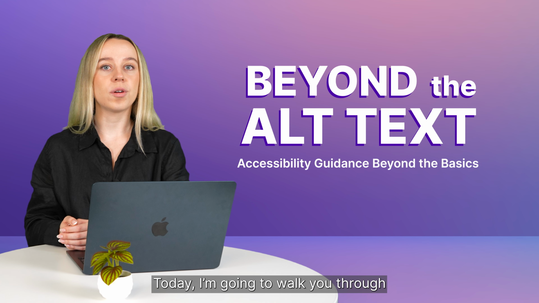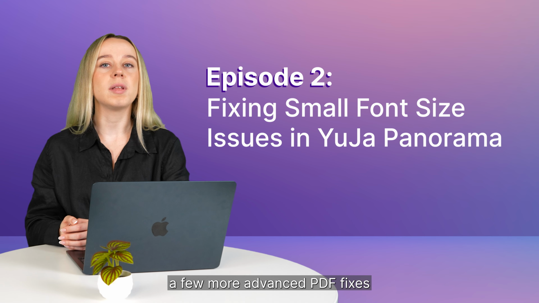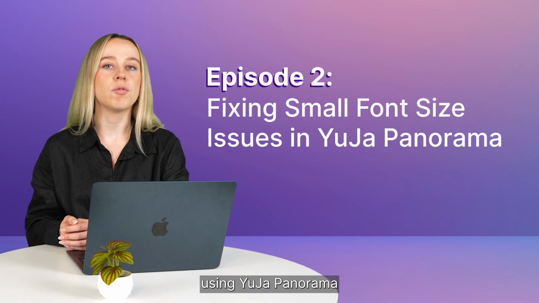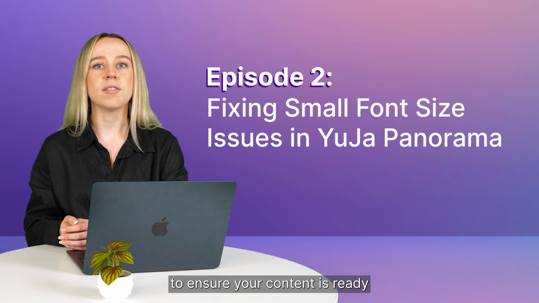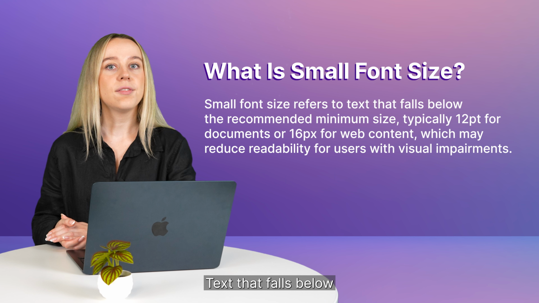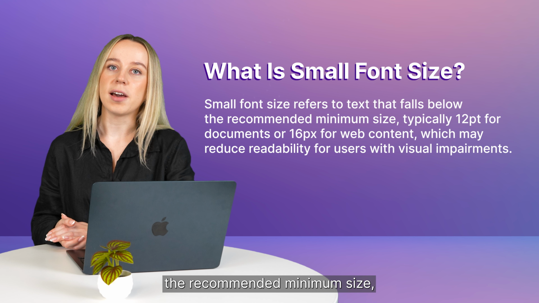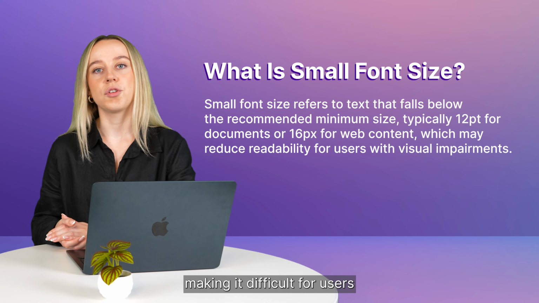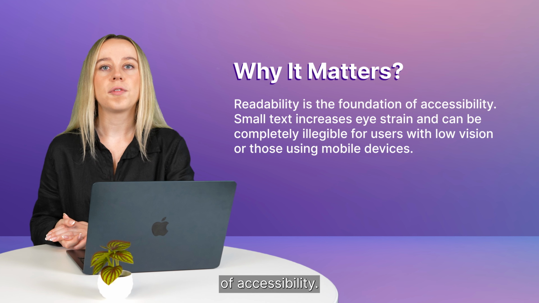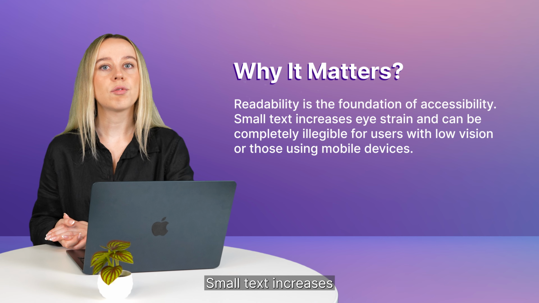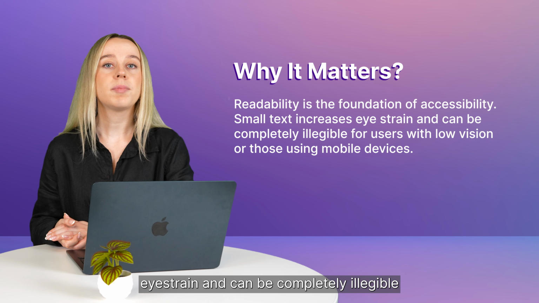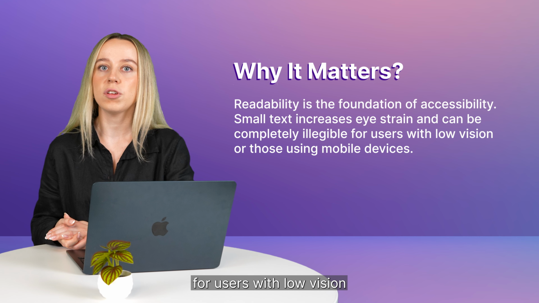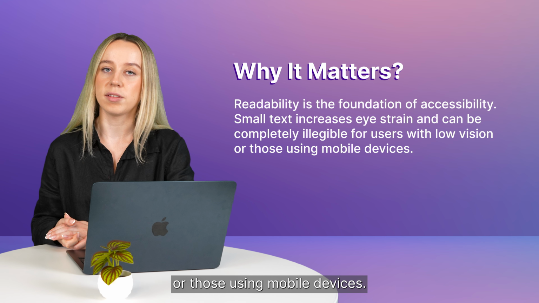Today I'm going to walk you through a few more advanced PDF fixes using YuJa Panorama to ensure your content is ready for everyone. Text that falls below the recommended minimum size, typically 12 points or 16 pixels, makes it difficult for users with visual impairments to read. Readability is the foundation of accessibility. Small text increases eye strain and can be completely illegible for users with low vision or those using mobile devices.